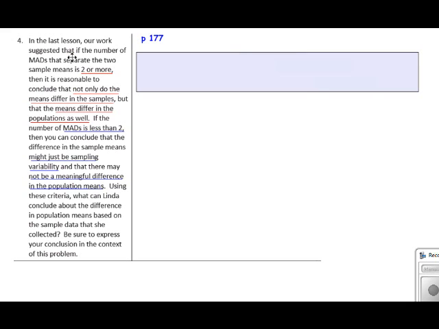In the last lesson, our work suggested that if the number of MADs that separate the two sample means is 2 or more, then it is reasonable to conclude that not only do the means differ in the samples, but the means differ in the populations as well. If the number of MADs is less than 2, then you can conclude that the difference in the sample means might just be sampling variability, and that there may not be a meaningful difference in the population means. Using these criteria, what can Linda conclude about the difference in population means based on the sample data that she collected? Be sure to express your conclusion in the context of this problem.